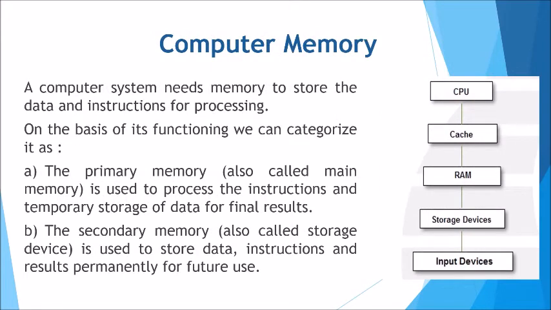Computer memory. A computer system needs memory to store the data and instructions for processing. On the basis of its functioning, we can categorize it as follows. The primary memory, also called main memory, is used to process the instructions and for temporary storage of data for final results. The secondary memory, also called storage device, is used to store data, instructions, and results permanently for future use.